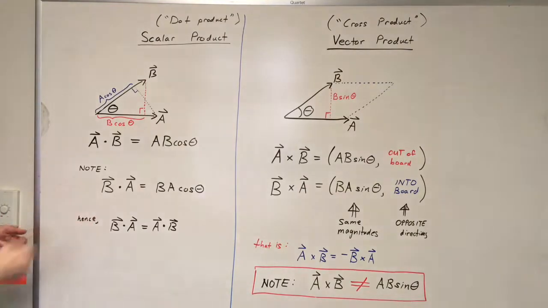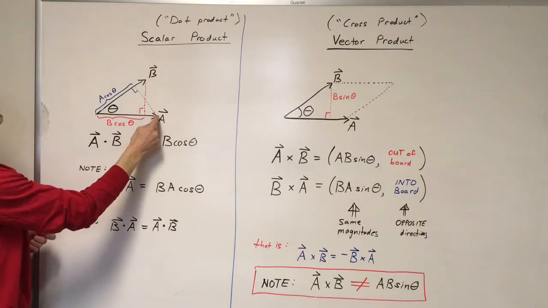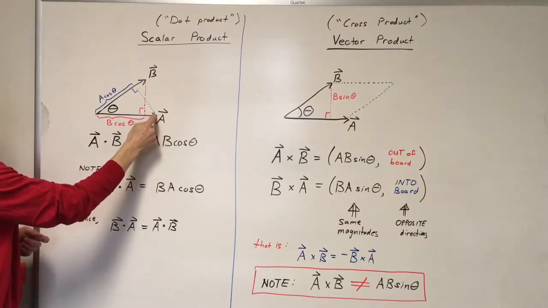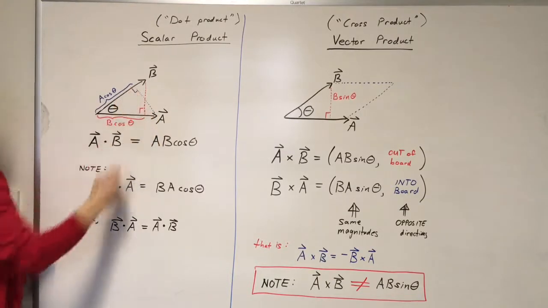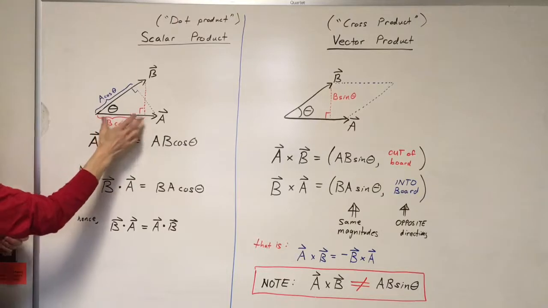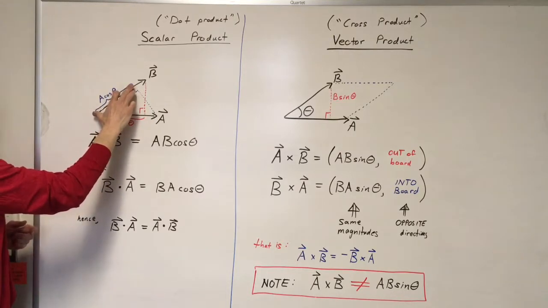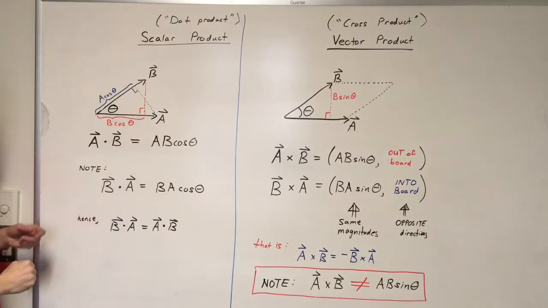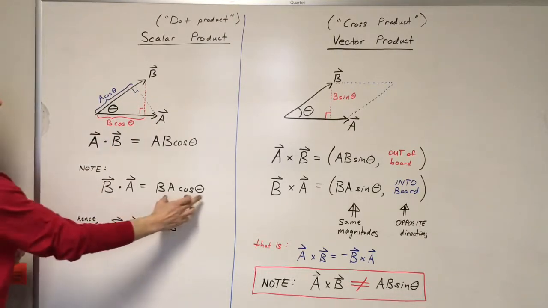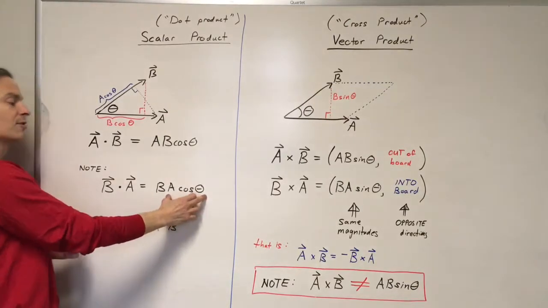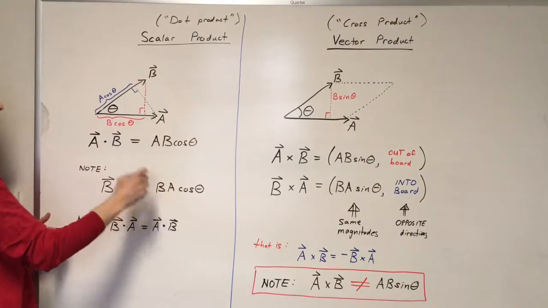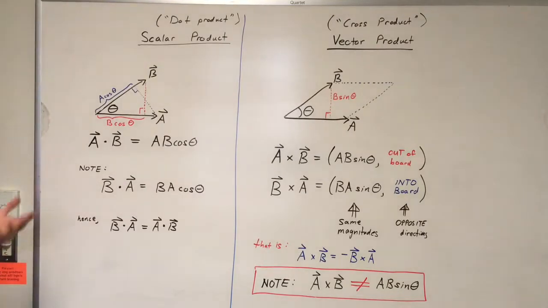Likewise, we could do the same thing, look at it another way, take the tip of a, drop a perpendicular down to vector b. So this length here will be the projection of a onto b. That length through trigonometry will have length a cosine theta. And so b dot a is just a cosine theta, the projection of a onto b, multiplied by the magnitude of vector b. Again, those give you the same result.